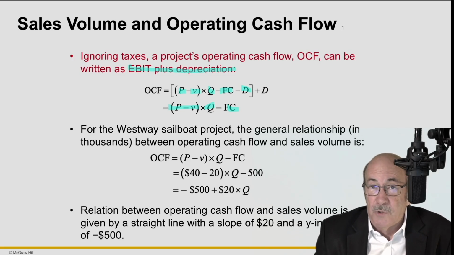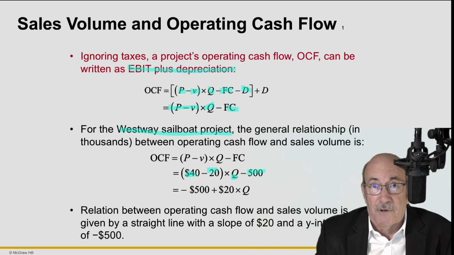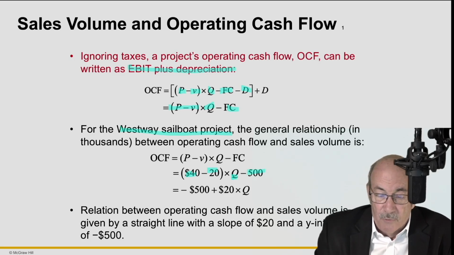Plugging in the actual numbers for our Westway sailboat project, we have $40, which is 40,000. These are in thousands. That is the expected sale price. 20,000 is the variable costs. The quantity we'll leave just as a variable, Q, minus the fixed costs of 500,000. And so we can rewrite that a little bit, and this is the equation for a line, actually.